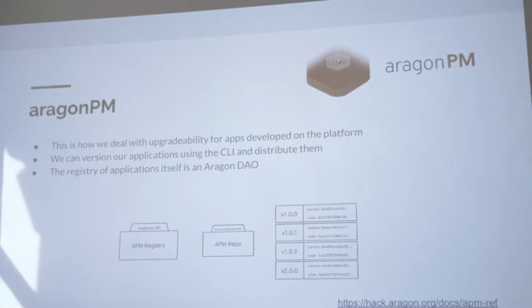So this is how we deal with the upgradability. And as you can see, there are two main components. There's the registry, and then the repo itself. So the repo actually contains the code inside, at a certain IPFS hash location, and the registry has the versions for each of the apps. So as you can see here, the content changes, right? And you have these different blocks.